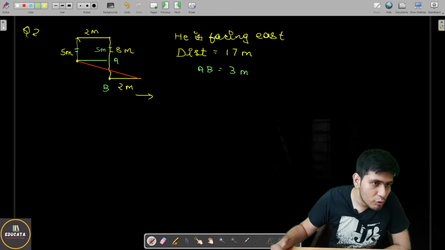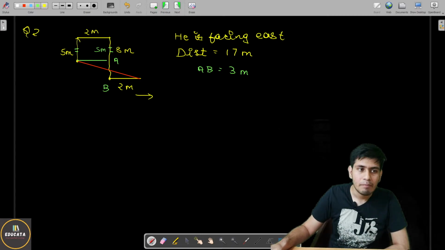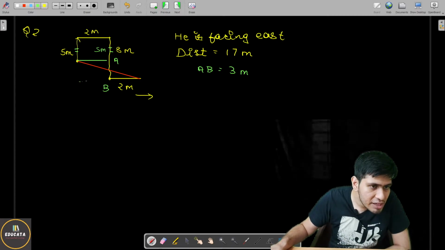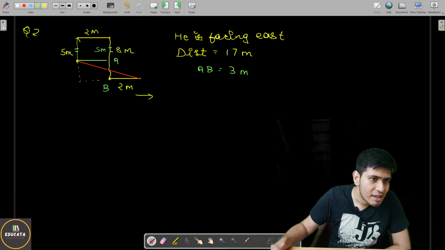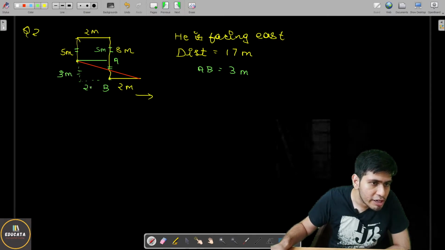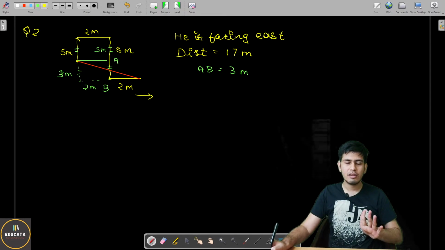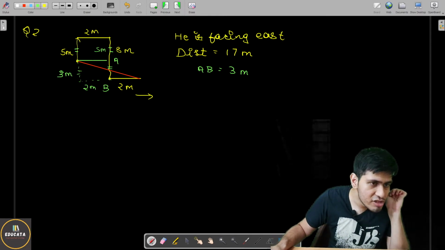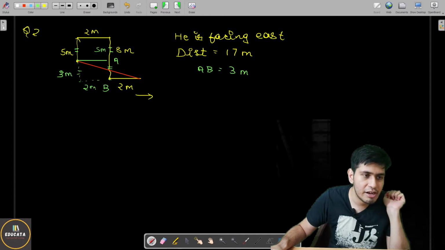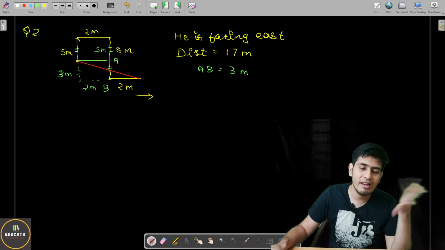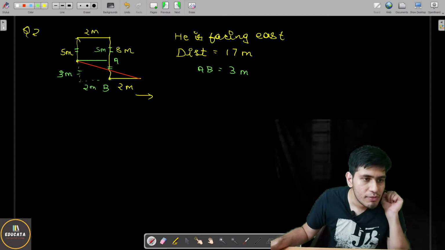Now, we have to calculate this particular thing. Can we shift this line in the downward direction? Means, can we construct a line something like this, and a line something like this, where this line and this line are similar? Means it is equal to 3 meters, and it becomes equal to 2 meters. Have you understood the construction? We have just shifted this line in the downward direction, and we have shifted this line to the left side.